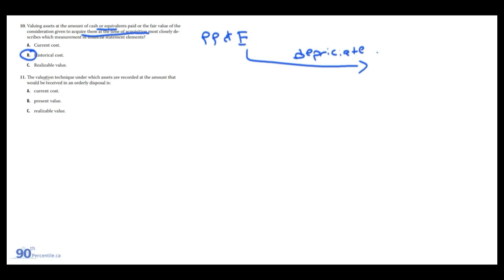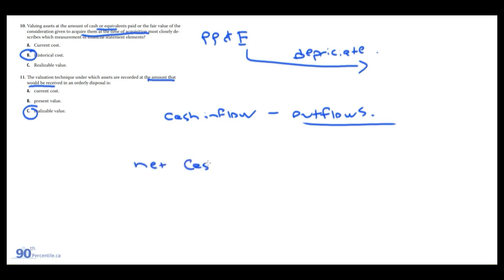Moving on, the valuation technique under which assets are recorded at the amount that would be received in an orderly disposal. So if they were selling them, this is realizable value. The realizable value would be the cash inflow for receiving them minus any outflows associated with the sale. This would be accounted for as well, but it's basically the net cash in that they would get from a sale.